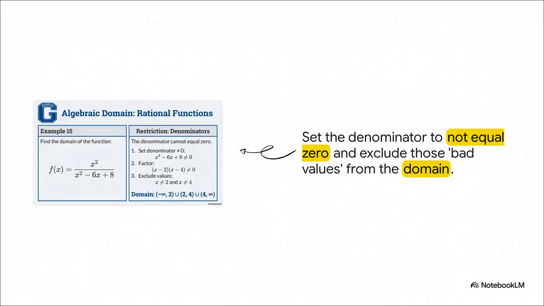So how do we use that? We take the denominator, here it's x squared minus 6x plus 8, and we hunt for the bad values, the ones that would make it 0. We solve for when it does equal 0 by factoring it. We find that x cannot be 2 and x cannot be 4. Those are our forbidden numbers. So the domain is everything else. We write this in 3 chunks joined by that U for union. From -infinity to 2, from 2 to 4, and from 4 to infinity, all with parentheses to exclude the bad numbers.